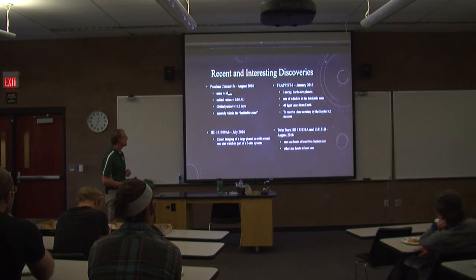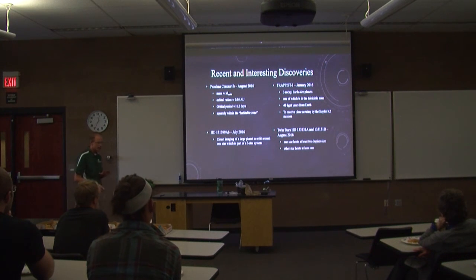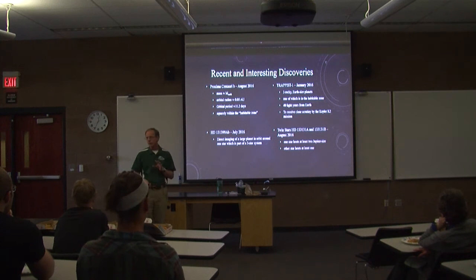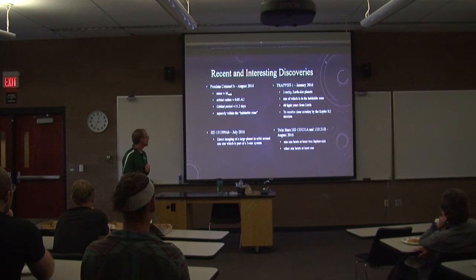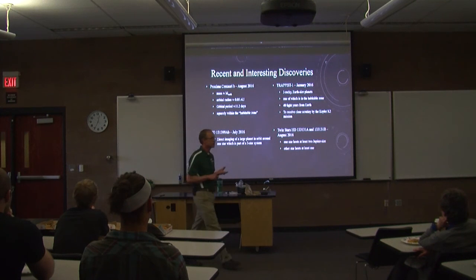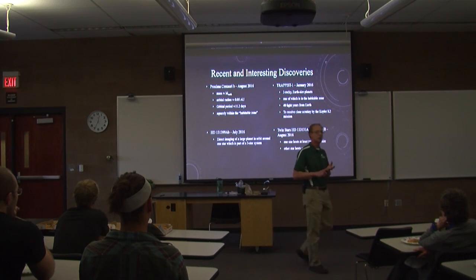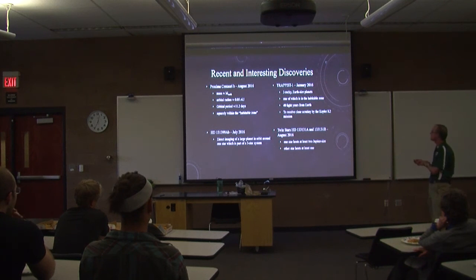TRAPPIST-1, these were three rocky Earth-sized planets. The initial discussions, they even talked about perhaps all three of them would be in the habitable zone. Two of them are probably not, but there's one that probably is in the habitable zone. It's only 40 light years away from Earth. It is going to receive fairly careful scrutiny in the upcoming year from Kepler's second mission, the K2 portion of its mission. So hopefully they will be able to get better measurements of those planets, give us a better idea of how they may or may not host life.